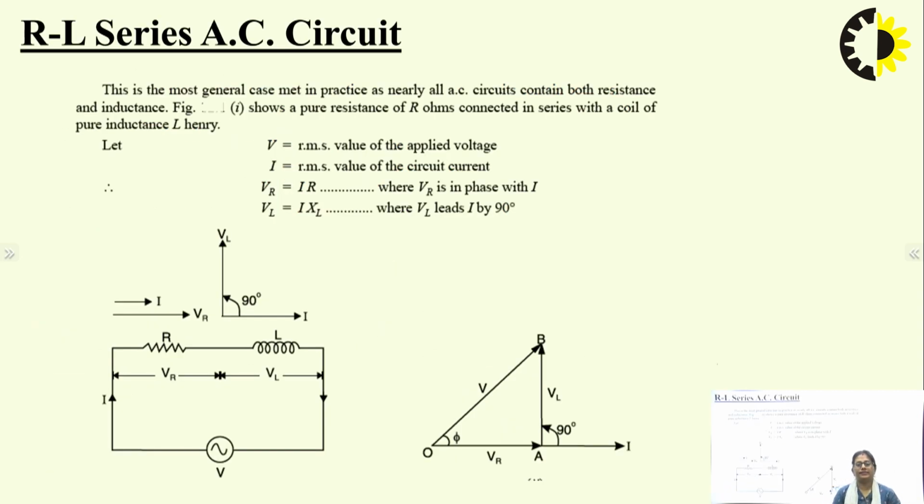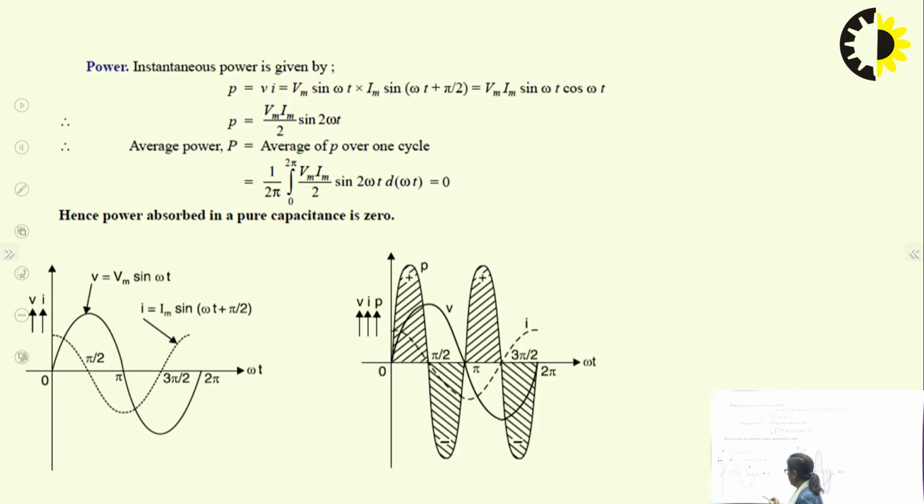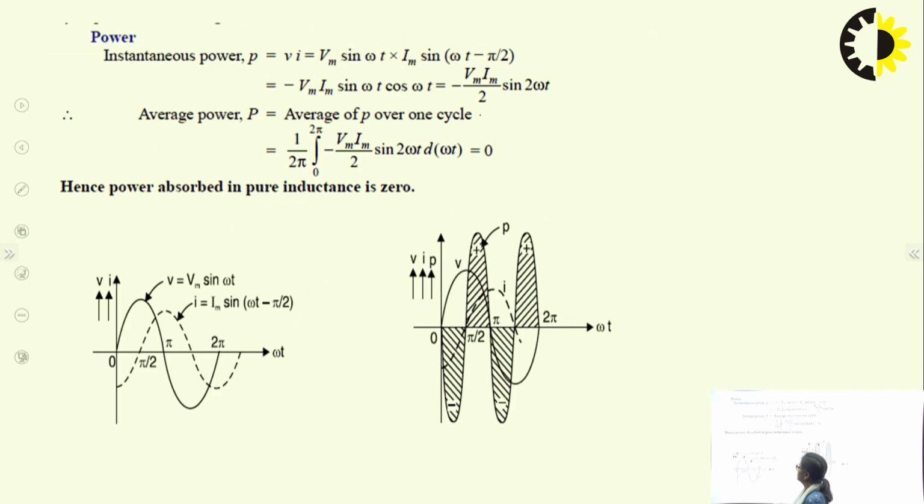Now, an RL series circuit. We have seen the purely resistive, inductive and capacitive circuits. Now, if it's an RL series circuit and it is being supplied with a sinusoidal voltage V, once again, this is the instantaneous voltage. V is given by some Vm sin omega t.